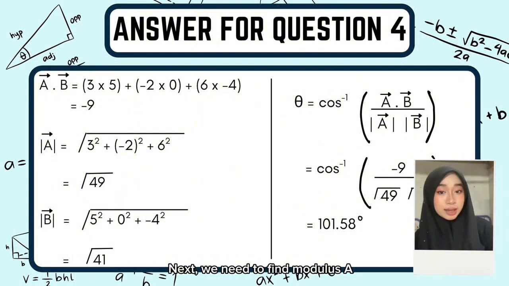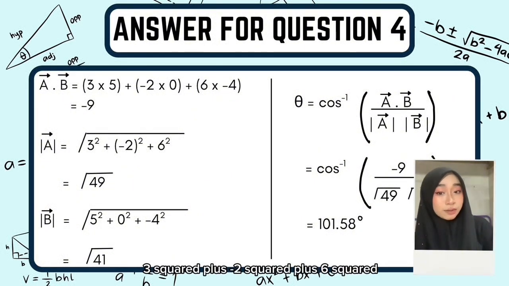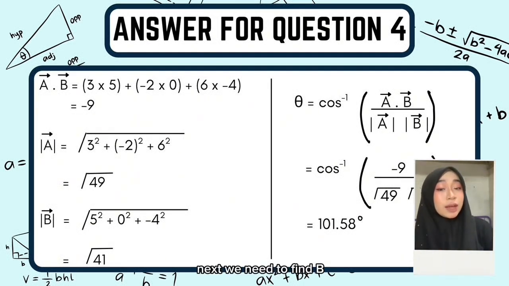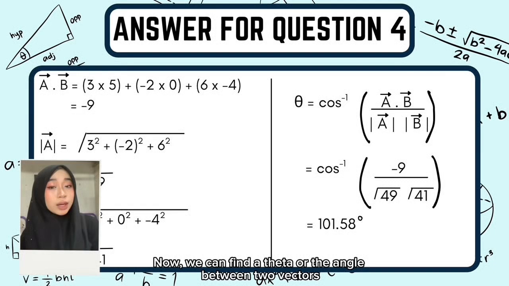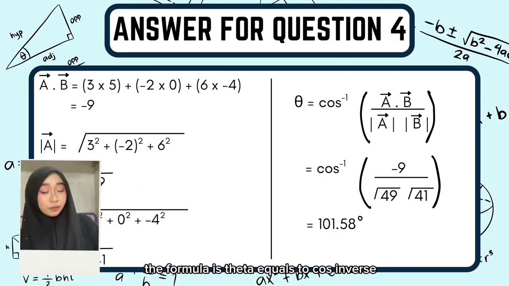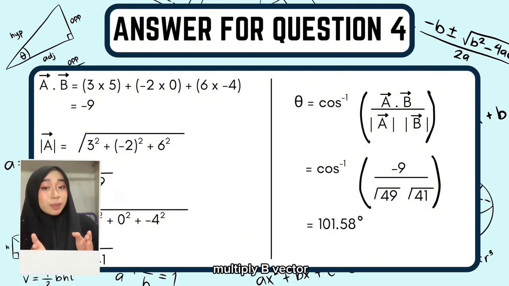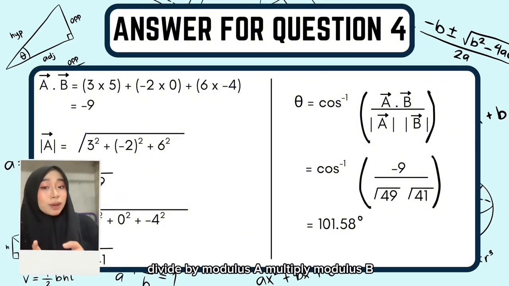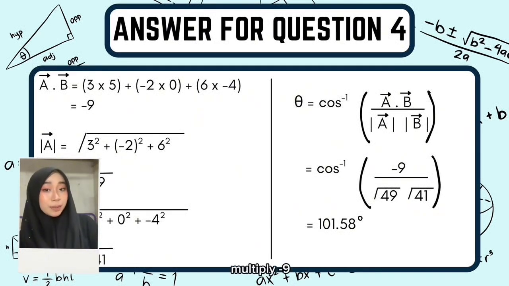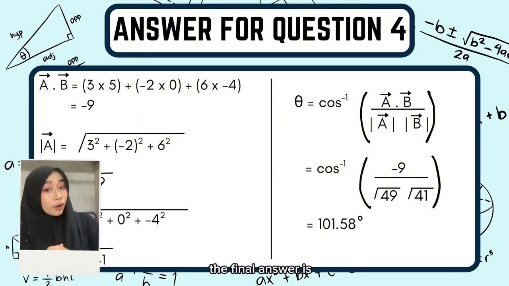Next, we need to find modulus A. It is the square root of 3 squared plus negative 2 squared plus 6 squared, and it will be 49. Next, we need to find modulus B. It is 5 squared plus 0 squared plus negative 4 squared. The answer is 41. Now, we can find theta, the angle between the two vectors. The formula is theta equals cos inverse of A vector multiplied by B vector divided by modulus A multiplied by modulus B. So, it will be cos inverse of negative 9 divided by 49 multiplied by the square root of 41. The final answer is 101.58 degrees.